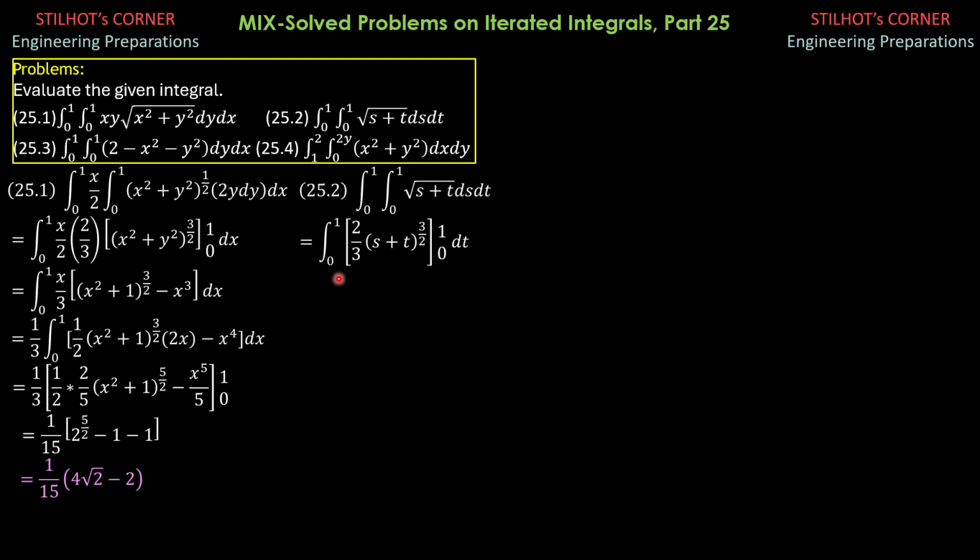So this would be equal to 2/3 integral 0 to 1 of 1 plus t to the 3 halves minus, when s is 0, t to the 3 halves dt. Integrating further, this is 2/3 times the quantity 2/5 quantity 1 plus t to the 5 halves minus 2/5 t to the 5 halves from 0 to 1.